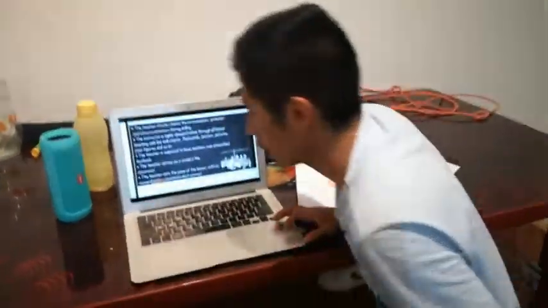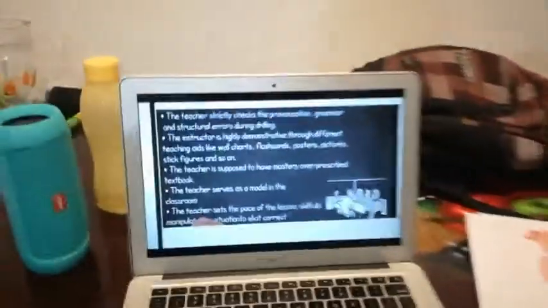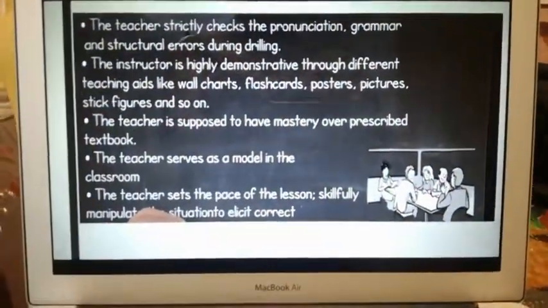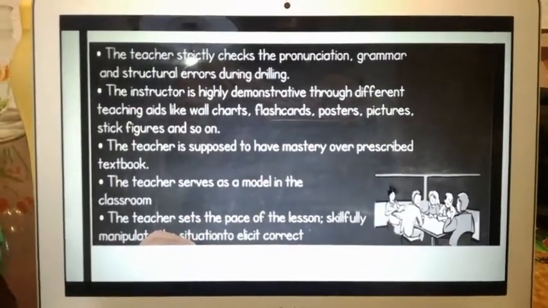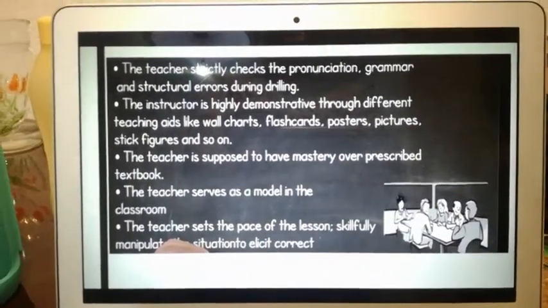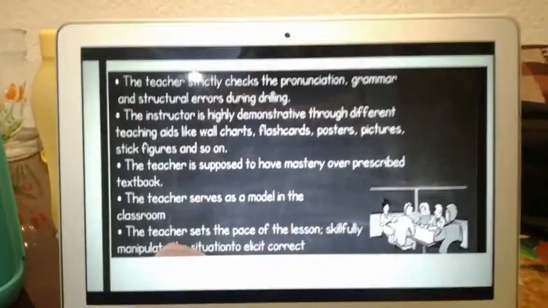So we have another characteristic. It says the teacher strictly checks the pronunciation, grammar, and structural errors during drilling. This is very important because the teacher is a model. If, for example, I say I is happy, and a student repeats I is happy, the mistake is by the teacher. So be careful in that part.